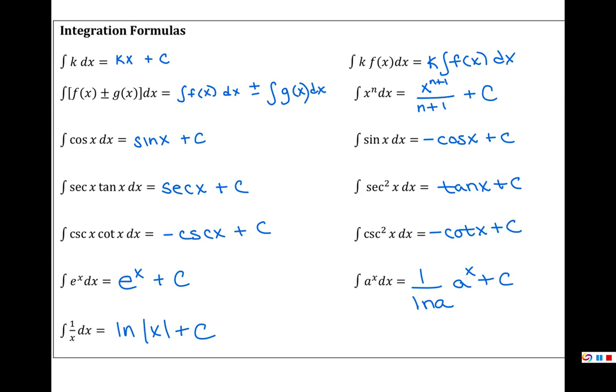All right, and so then I just filled in the rest of these. The rest of these are really all of our derivative formulas written backwards. So this is telling us the antiderivative of cosine x is sine x. That's because the derivative of sine x is cosine x. And so hopefully some of these look familiar. For example, you integrate secant squared, you get tangent, because we know secant squared is the derivative of tangent.